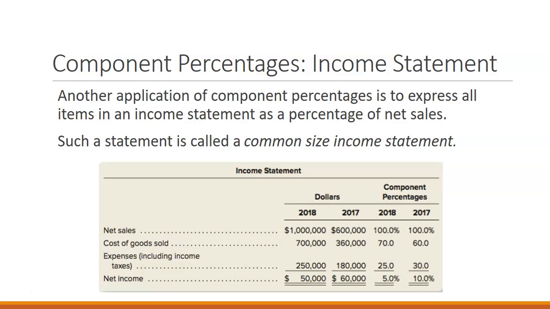On an income statement, the 100% amount for our vertical or common percent analysis is net sales. So net sales is set as 100%, and every other item is shown as a percentage of net sales.